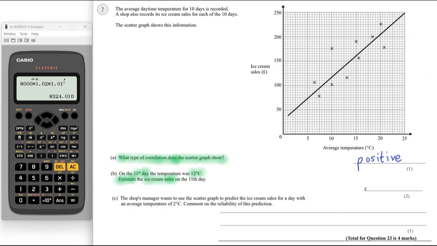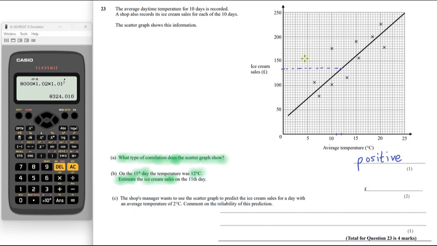So what we need to do is we need to go along to 12 degrees on the x-axis. So each of these points, or every two squares is going to be 1 degree. So if that's 10, that's going to be 11, that's going to be 12. So we're going to go up to the line. If we go up to the line, we get to about here. And I'm just going to read off. So if I go along to the ice cream sales, we're going to get to this point here.